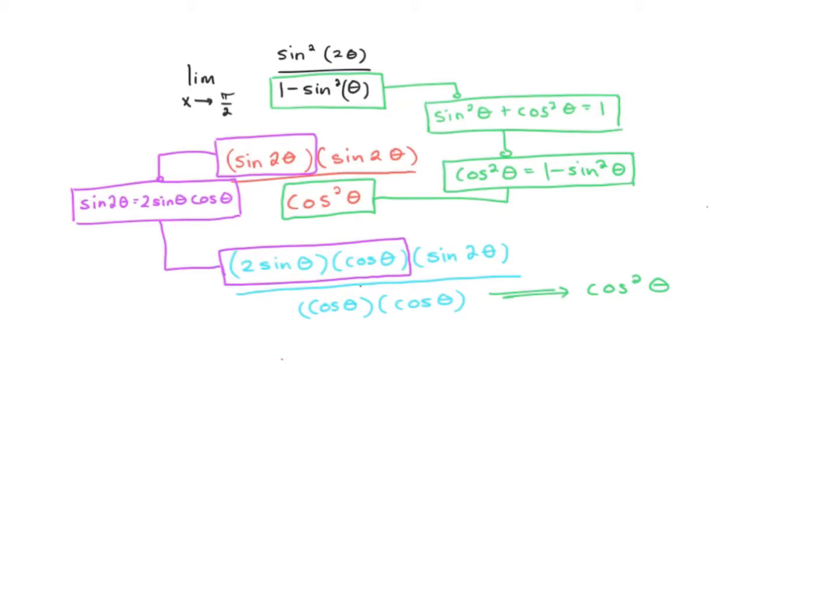So here I've set up a separate approach, some of it being the same, where I replace the sine 2 theta with the 2 sine theta cosine theta. We did that in the previous problem. But what you see here is that I've actually turned 1 minus sine squared theta into a cosine squared theta.